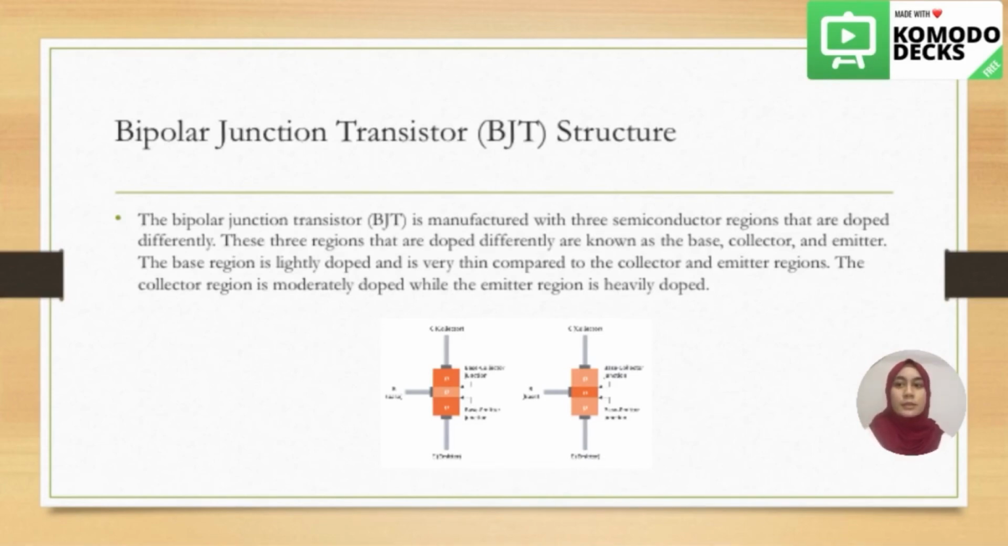Regardless of the type, a BJT has two PN junctions that must be correctly biased with an external DC voltage to operate properly. One of these junctions is called the base-emitter junction, connecting the base and emitter regions, and the other one is the base-collector junction, connecting the base and collector regions.